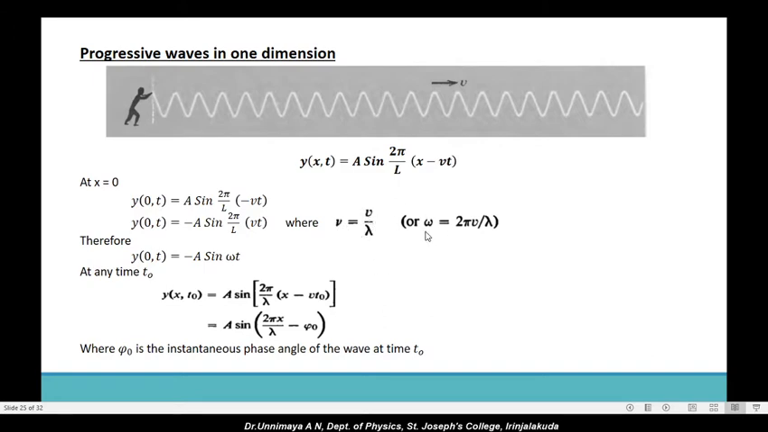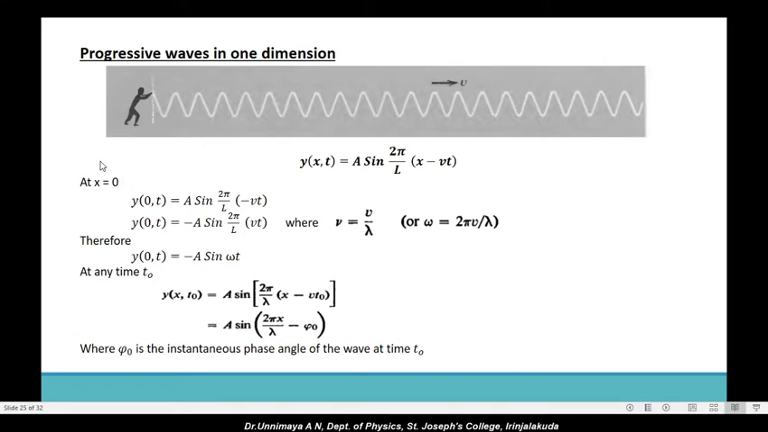Again, using the relation omega is equal to 2 pi nu by lambda, from that 1 by lambda is omega by 2 pi nu. So substitute for 1 by lambda here, that is nu is equal to v into, instead of 1 by lambda, substitute omega by 2 pi nu. So we get y(0,t) is equal to minus a sin omega t.